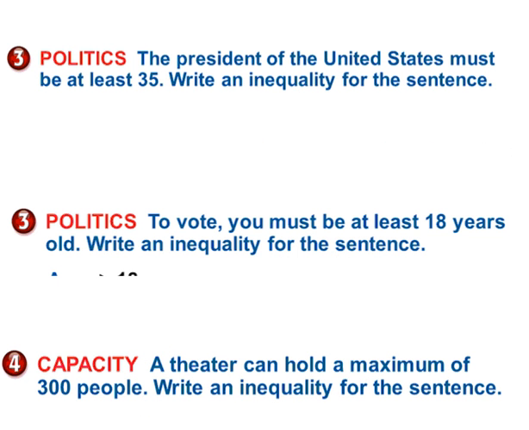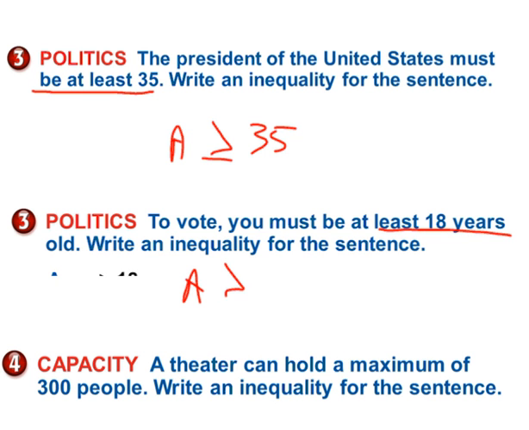All right, keep going, getting a little bit more difficult here. The President of the United States must be at least 35. At least 35 indicates that the President's age must be greater than or equal to 35. To vote you must be at least 18 years old, so your age must be greater than or equal to 18.